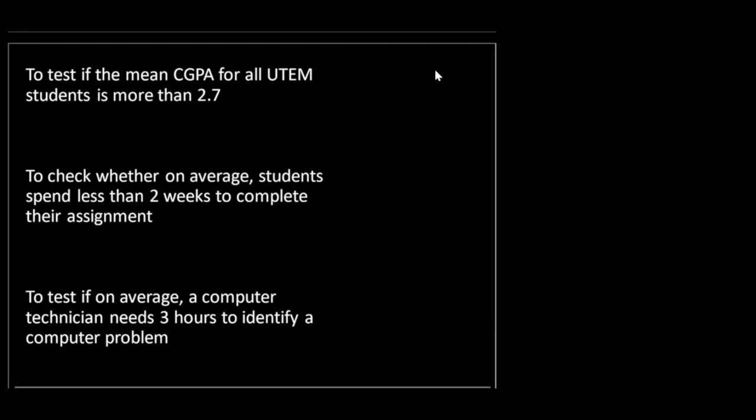What if you were to test if the mean CGPA for all U10 students is more than 2.7? So what is the keyword here? Mean and all, that means the population mean is more than 2.7. So does more than contain an equal sign? No, it doesn't. So that falls in the alternative hypothesis, mu more than 2.7. So the null could either be equals to or the opposite of more than, which is less or equals to.